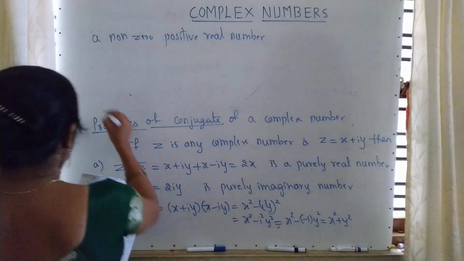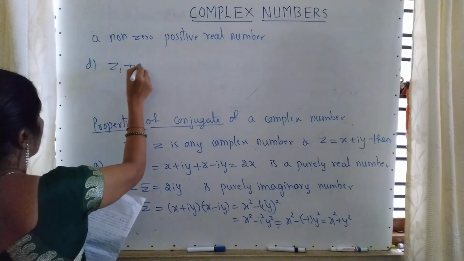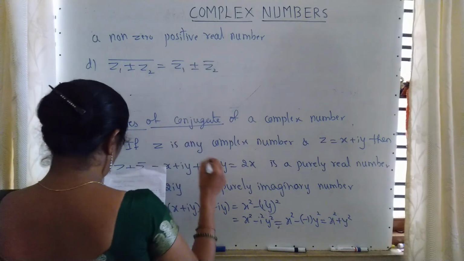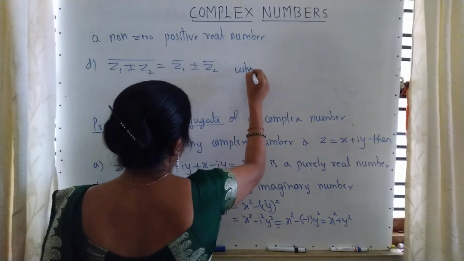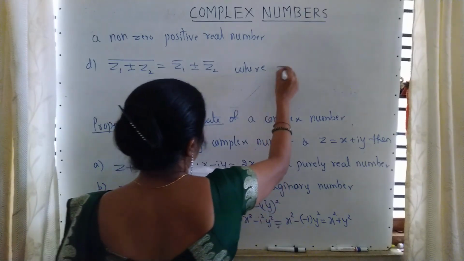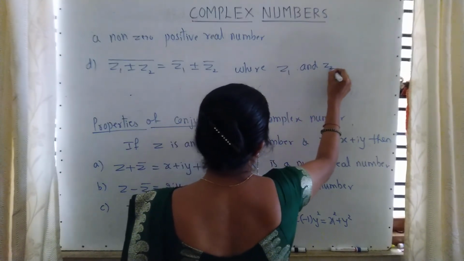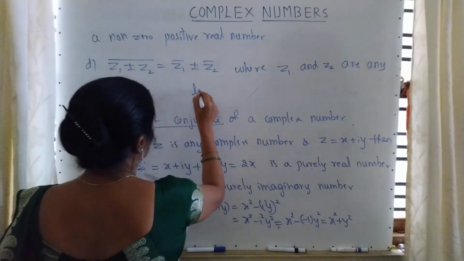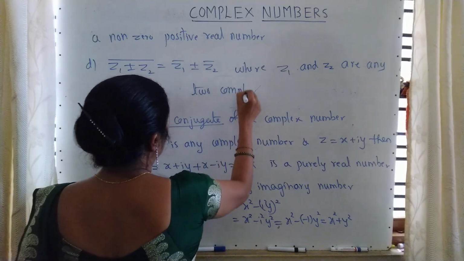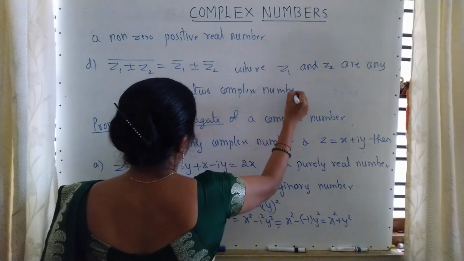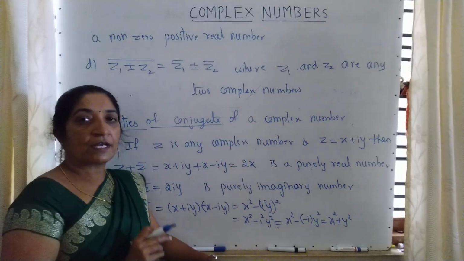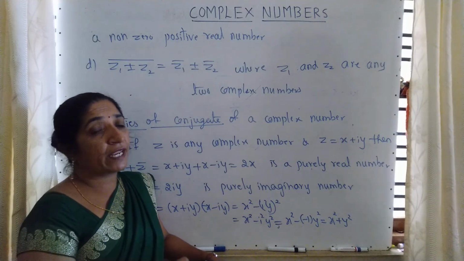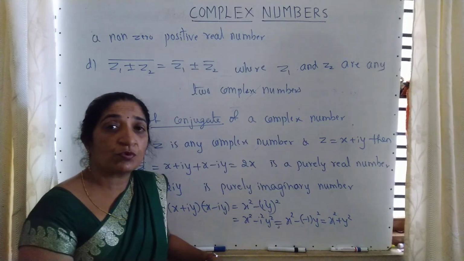Next, D. z1 plus or minus z2 whole bar is z1 bar plus or minus z2 bar, where z1 and z2 are any two complex numbers. So these are the basic things. In the next class also I will give you the concepts only. The concepts require time, because without concepts you cannot move to the examples.